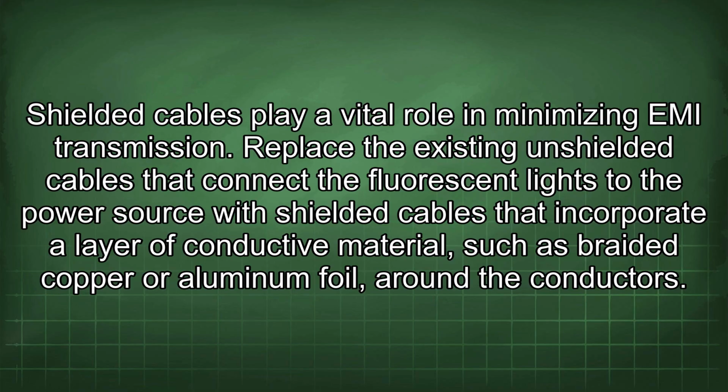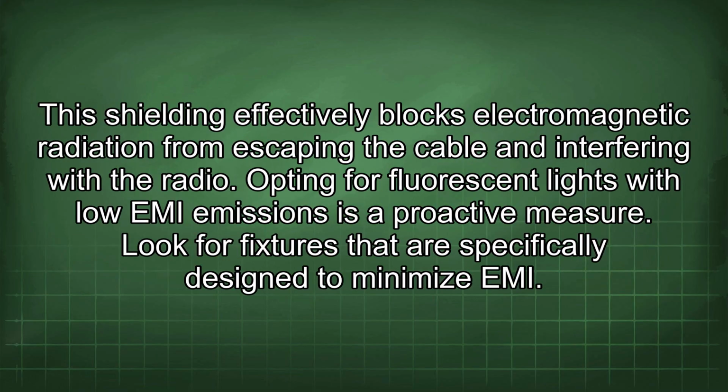Shielded cables play a vital role in minimizing EMI transmission. Replace the existing unshielded cables that connect the fluorescent lights to the power source with shielded cables that incorporate a layer of conductive material, such as braided copper or aluminum foil, around the conductors. This shielding effectively blocks electromagnetic radiation from escaping the cable and interfering with the radio.